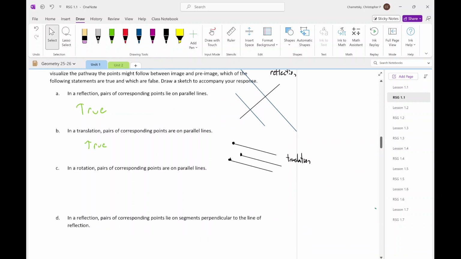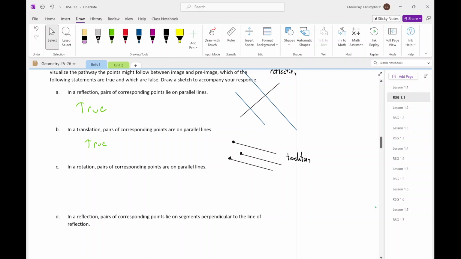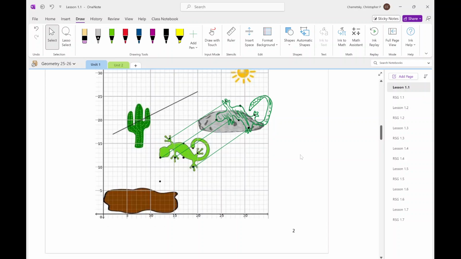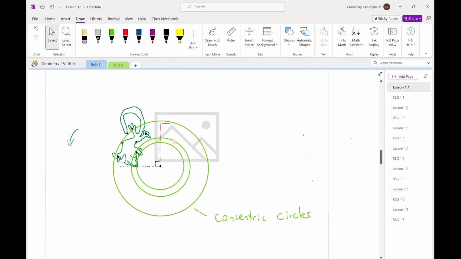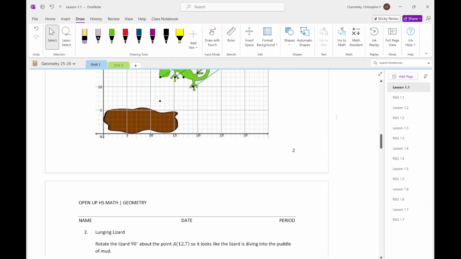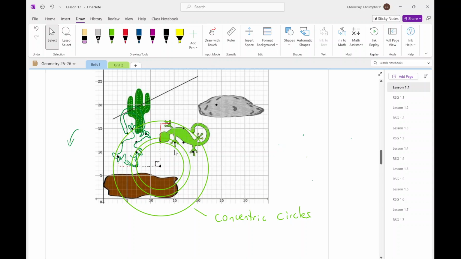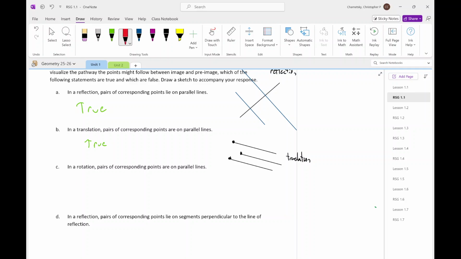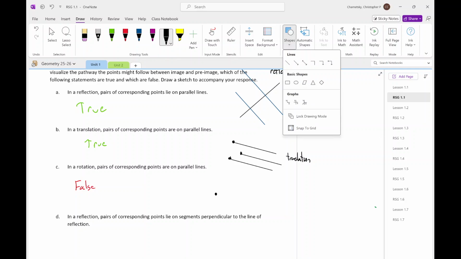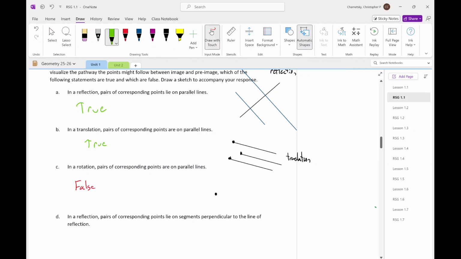In a rotation, pairs of corresponding points are on parallel lines. Got our rotation. There we go. These are not parallel lines. They are what we call concentric circles. Okay, so not true. That is false. So all of our points are going to be moving in these concentric circles.